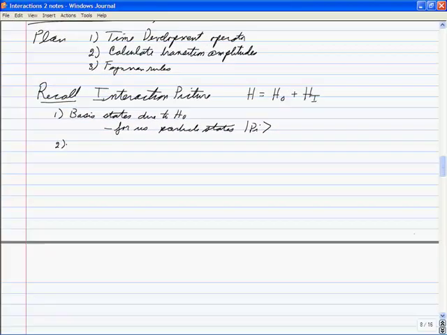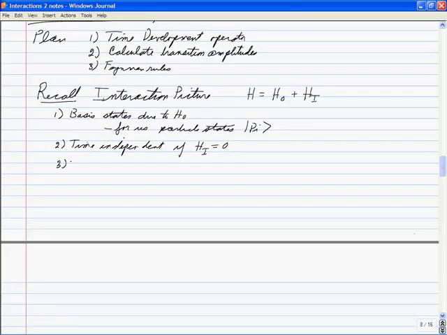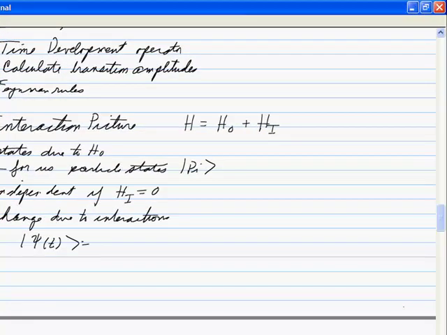So if you do this in the interaction picture, this is time independent if the interactions are zero. So it just basically stays the same state if there are no interactions. But the converse also happens, that the states change due to interactions. And in fact, the way they change is the following. Psi of t is the time development operator T(t, t0) acting on psi of t0.